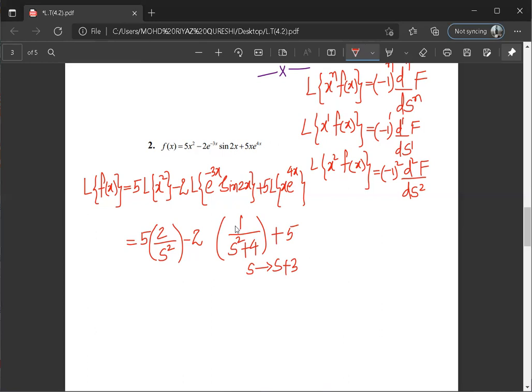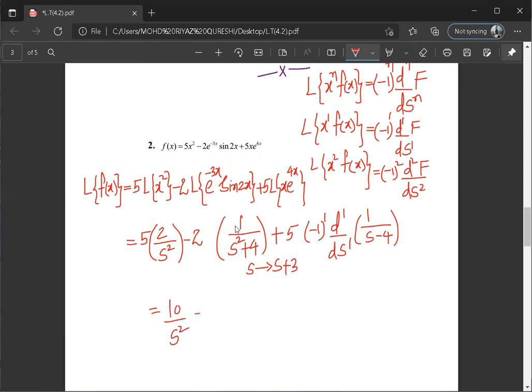Now x into e power 4x, we are applying this above property. x into e power 4x, the Laplace transform is, can you tell me? Negative s minus 4. Here x power is 1 now. Minus 1 whole power 1, d power 1 by ds power 1 times of this e power 4x answer, which is 1 by s minus 4. Right? So here 5 twos are 10, 10 by s square.